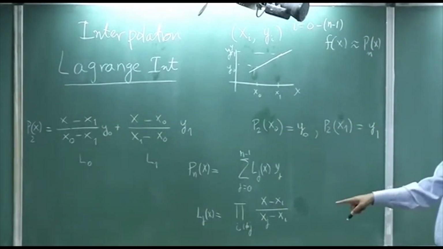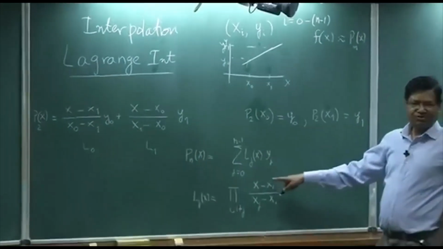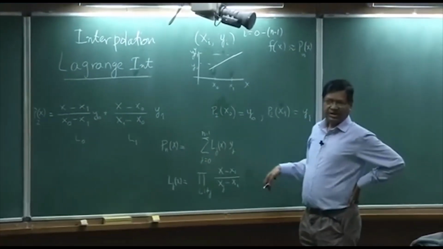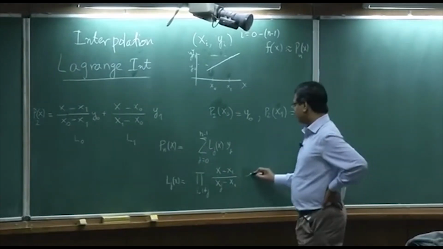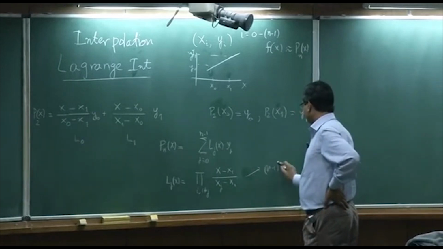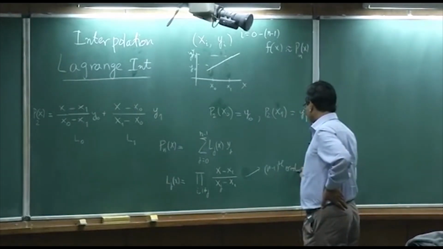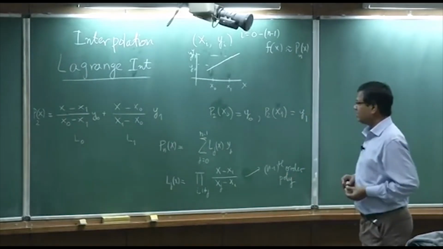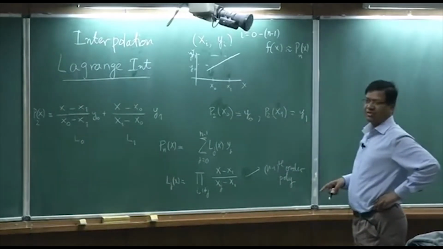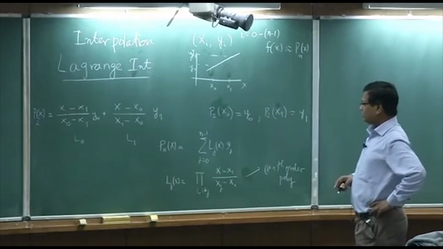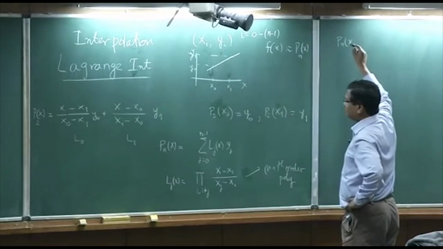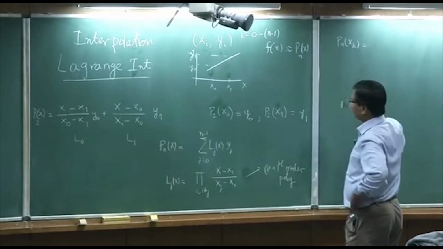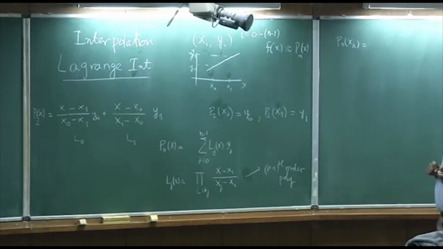Okay. So, how many of these will I get? For every point I will get one polynomial, and this involves n minus 1 products. So, this is an n minus 1th order polynomial. Now, does it satisfy a relation like this? So, let us look at Pn of xk.